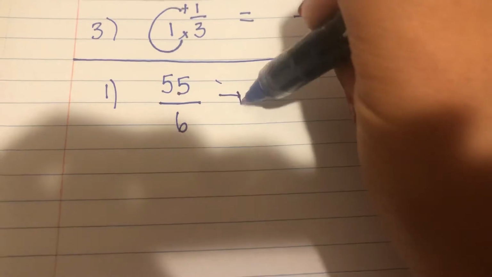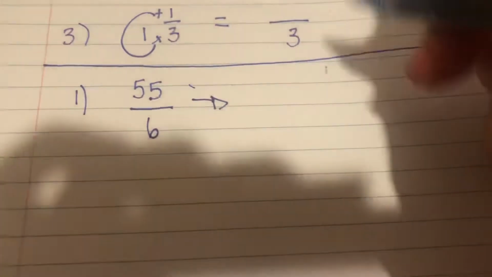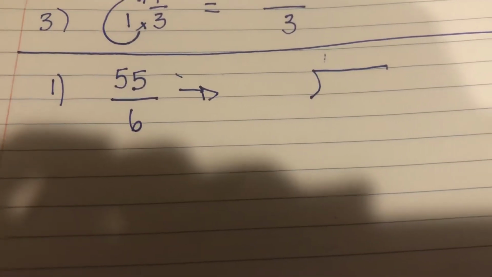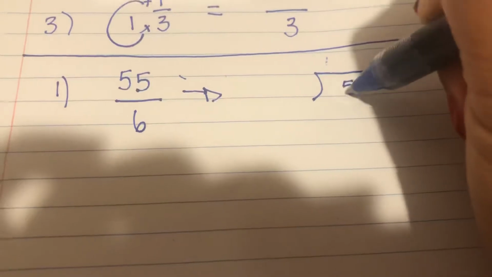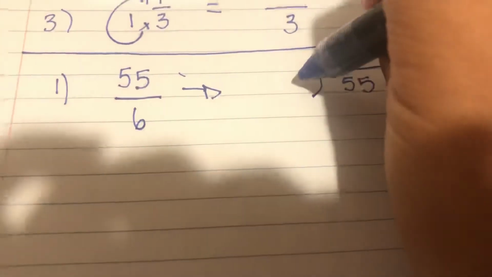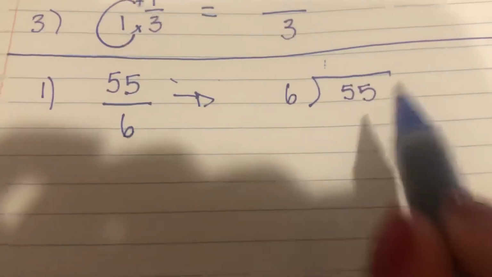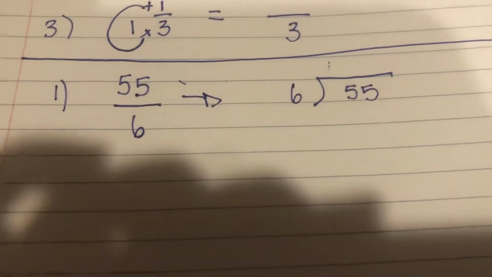So number 1 says 55 over 6. Here's what we have to do. If I want to turn this into a mixed number, we actually have to divide, and we're going to use long division. So we set up our long division symbol. Remember, what we're trying to find out is how many times does 6 go into 55? So 55 goes inside of the symbol, and 6 goes outside, because we want to know how many times 6 goes into 55.